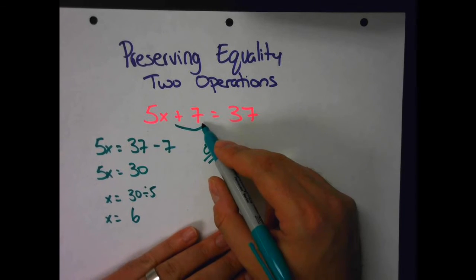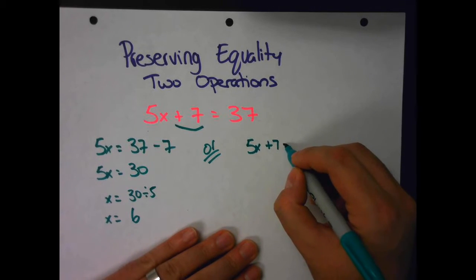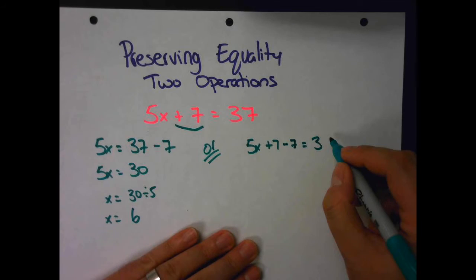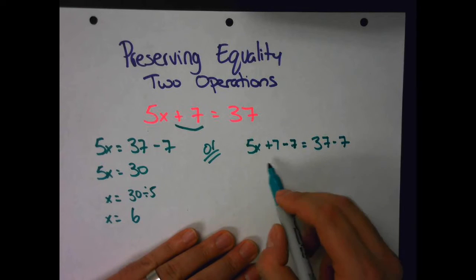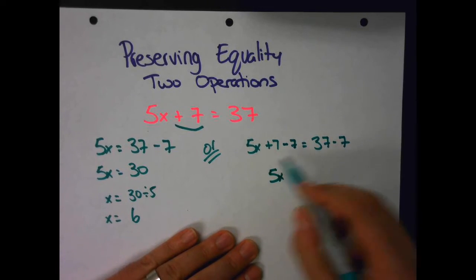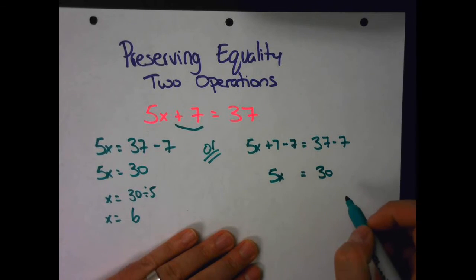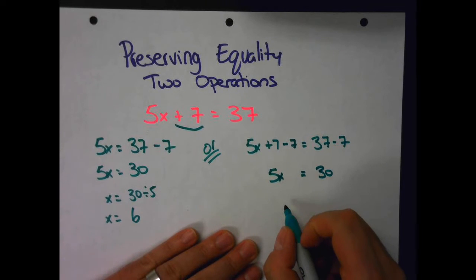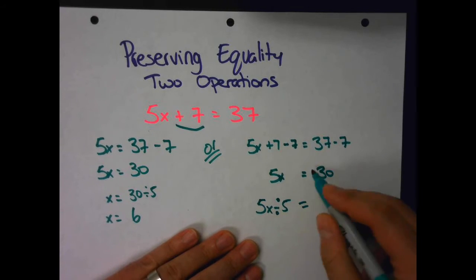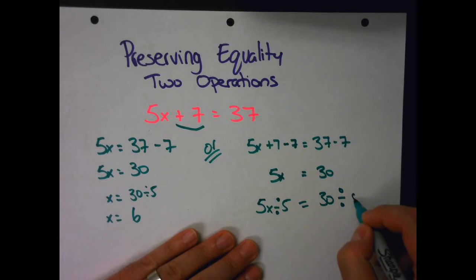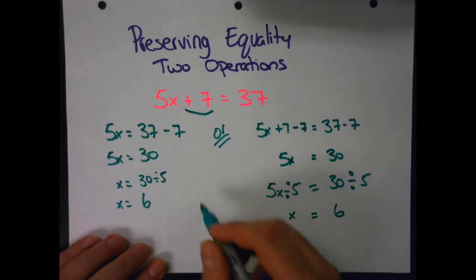Or you have 5x plus 7 equals 37. Now you have to subtract 7 to get rid of it. But what you do to one side, you do to the other. 37 minus 7. So 5x plus 7 minus 7 is 0 equals 37 minus 7, which is 30. And then when you have 5x, to get rid of 5x, you have to divide it. So 5x divided by 5, which equals 30 divided by 5. So x equals 6.